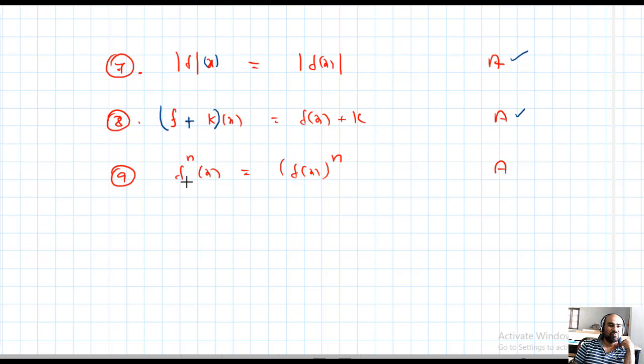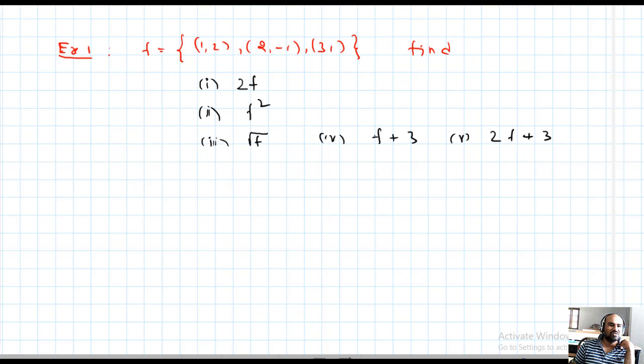So f power n of x is nothing but f(x) whole power n. What is the domain of f? That is the domain A. Through examples I will explain all this, Nana. Please observe. Yeah, interesting problem, students.